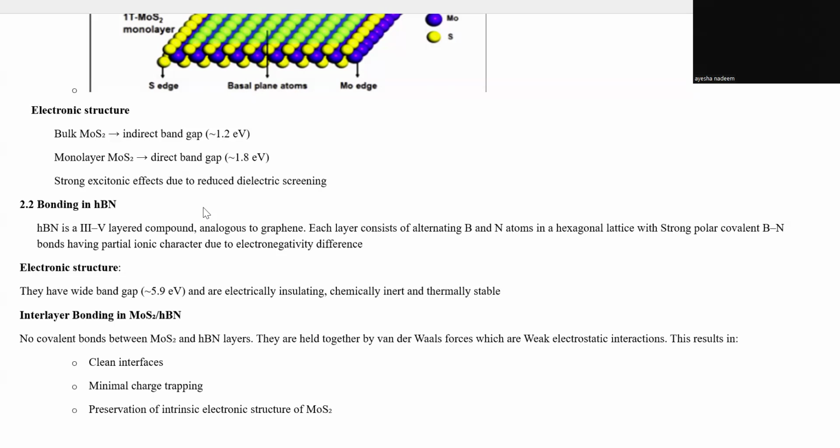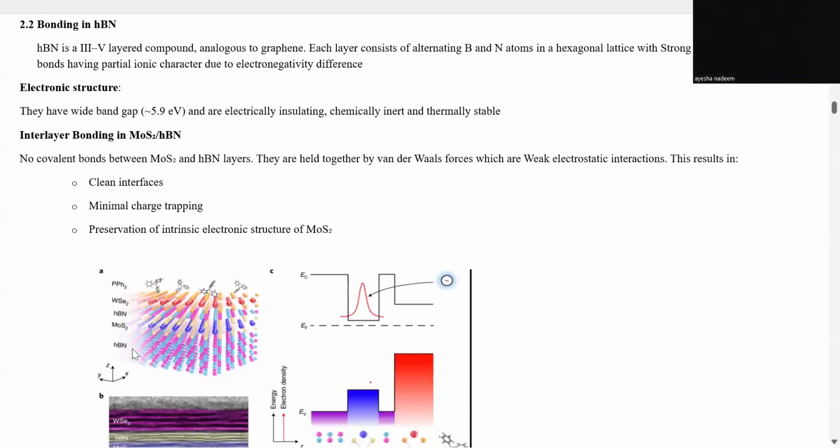And the interlayer bonding in molybdenum disulfide and hexagonal boron nitride: there is no covalent bond between molybdenum disulfide and hexagonal boron nitride layers. They are held together by van der Waals forces, which are weak electrostatic interactions. This results in clean interfaces, minimal charge trapping, and preservation of intrinsic electronic structures.